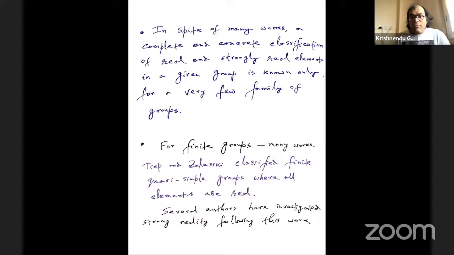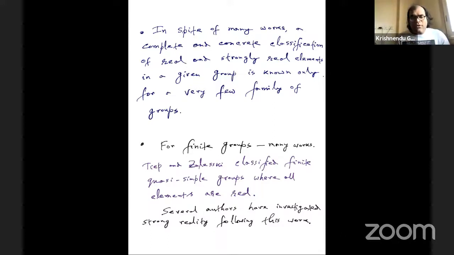But in spite of many works, a complete and concrete classification of real and strongly real elements in a given group is known only for a very few families. Whatever satisfactory progress we have seen are for finite groups. So for example, I am not going to discuss here a survey of this work for finite groups, but it's very interesting and there is a huge amount of literature. For example, in a famous work, Tiep and Zalesski classified finite quasi-simple groups where all elements are real.